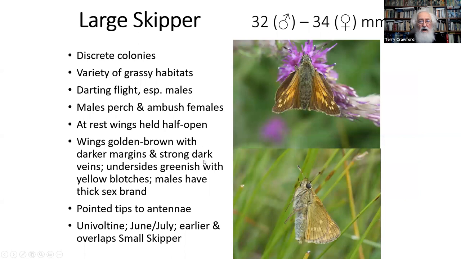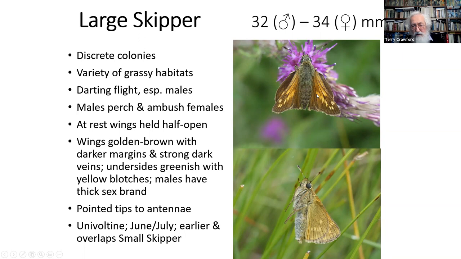Now, we've already seen the dingy skipper. There's two other skippers that occur in Yorkshire, the large skipper and the small skipper. The large skipper occurs in discrete colonies in grassy habitats. The caterpillars feed on grass. With the large skipper, males pick a perch, and from there they will molest passing females to mate with them. Now, the thing about these skippers is that when they are at rest, the forewings are held in this diagonal attitude and the hind wings are visible, sticking out in the horizontal plane. And that's true of both large and small skippers.